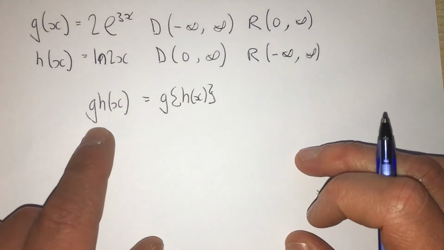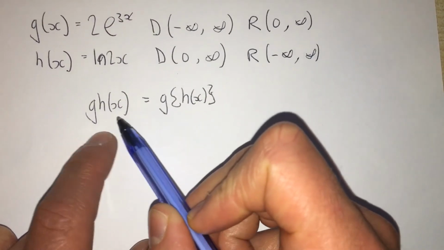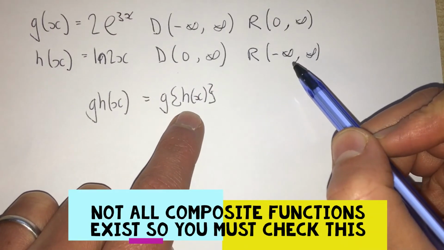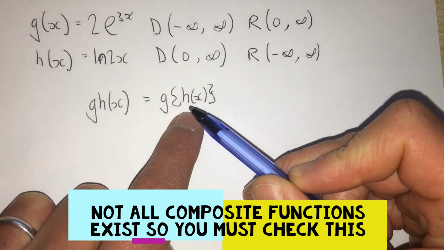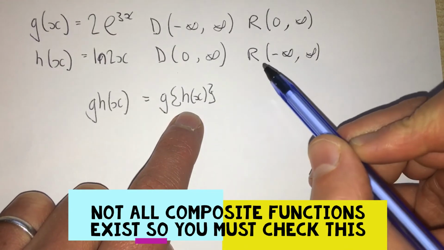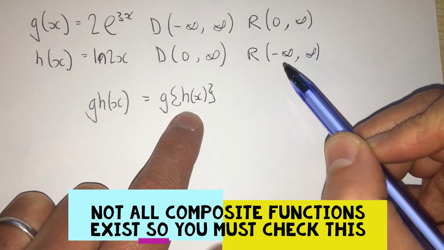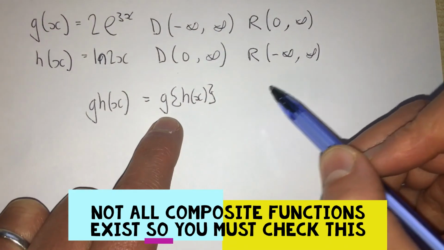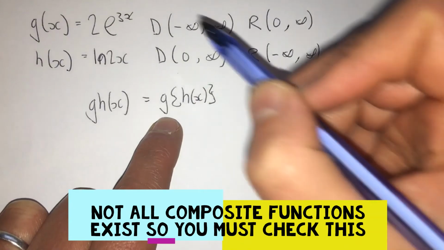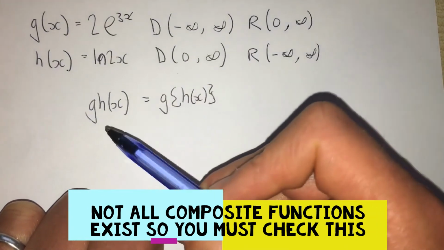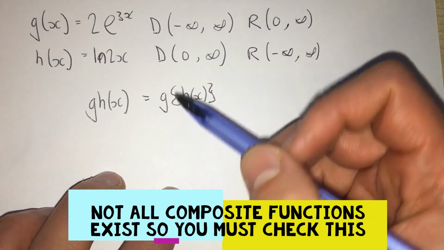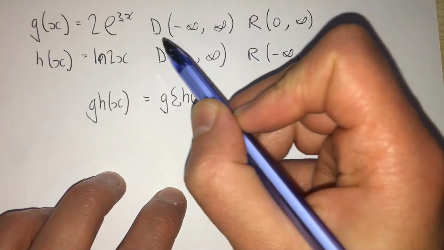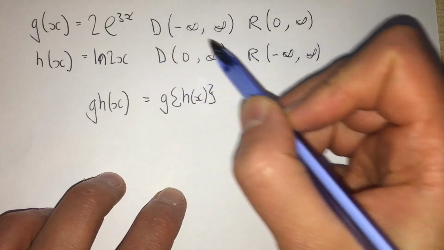Now let's go back to this composite function. For this to exist, the range of h of x, that's what comes out after applying the function h, has to be contained within the domain of g of x. g of x has to be able to welcome all the outputs of h of x. Otherwise the function can't exist. Well, let's have a look then. Does the range of h of x fit into the domain of g of x? Yes, it does.